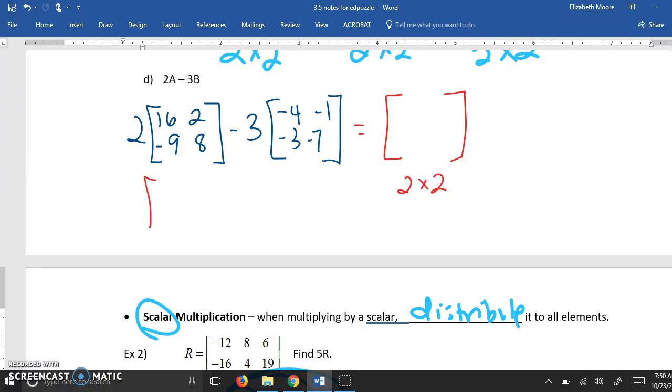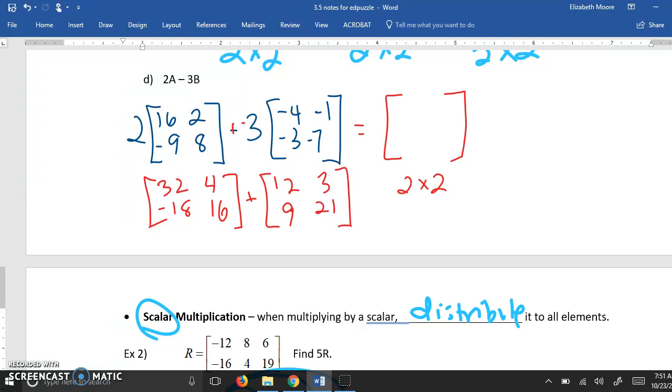So first we're going to distribute out the 2. I'll have 32, 4, -18, and 16. And now I'm distributing out a -3. So again, sometimes people get a little confused with that minus sign, so if you want to add the opposite, I'm distributing out a -3 to everything, but it will be adding now. Okay, so I have 12, 3, 9, and 21.